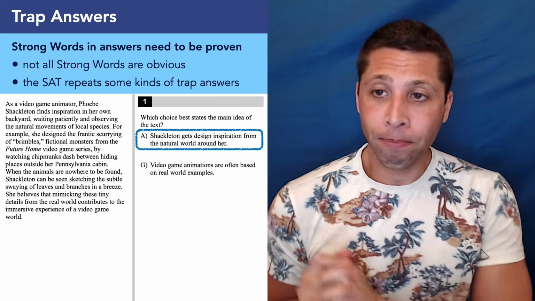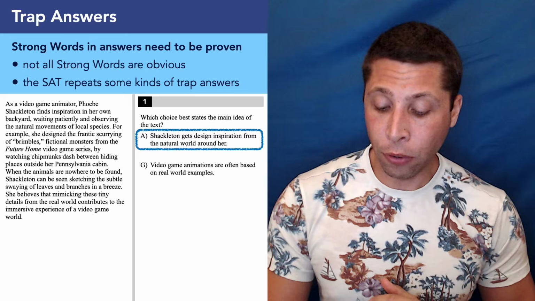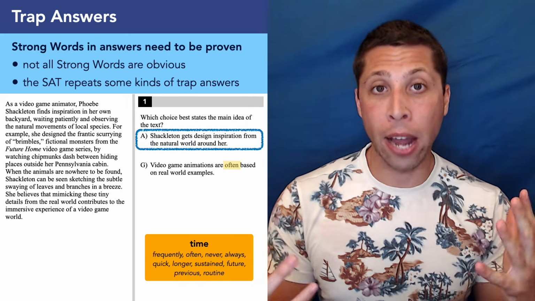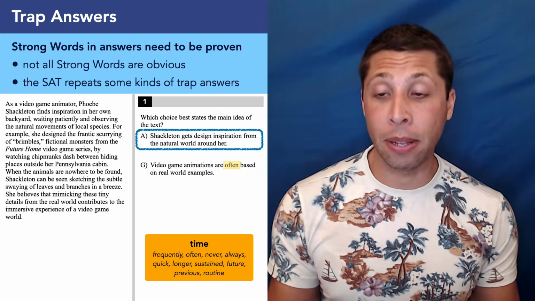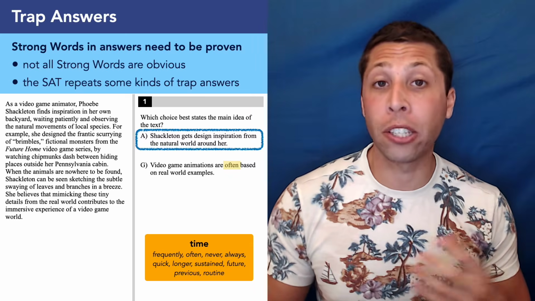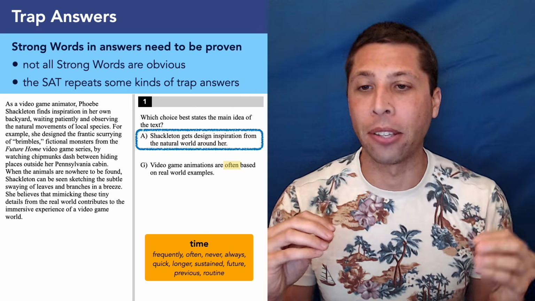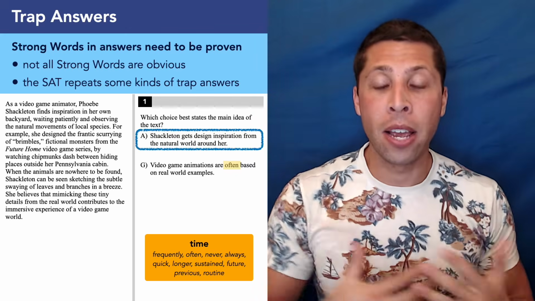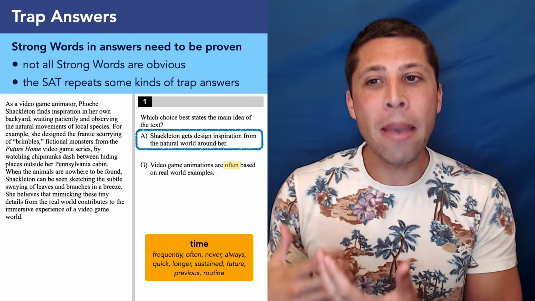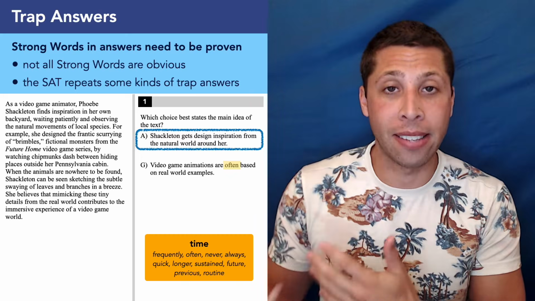Let's look at choice G. Video game animations are often based on real-world examples. Well, okay, the first thing that bothers me is the word often. This is a word that kind of fits into another category of words that involve time in some way. Frequently, often, never, always, quick, longer, sustained, future, previous, routine. They're adding in chronology. One thing happens first, then another thing happens, or maybe something happens multiple times. These are all very strong ideas that need to be proven with the passage. So maybe this is something that's provable. It seems like they're kind of implying that this happens often.